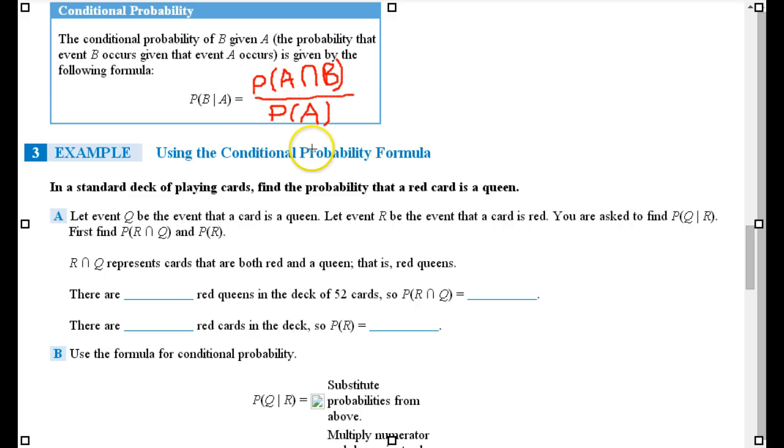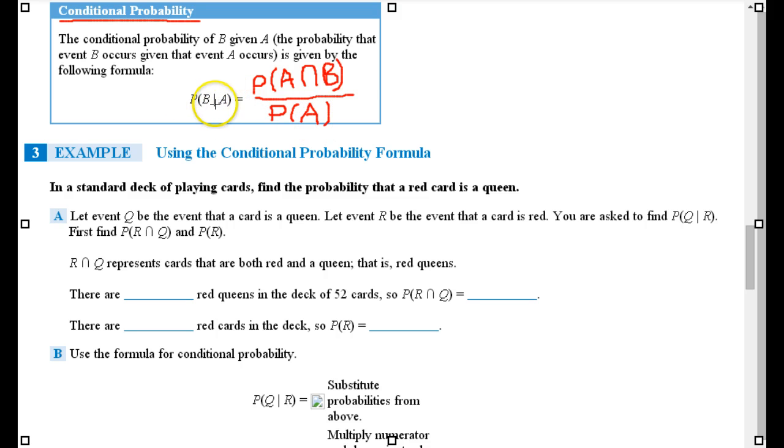So here we have the probability of B given A. This is very important here. This is the actual formula, and it's the rule that you need to know. The conditional probability of B given A, the probability that event B occurs given that event A occurs, is given by the following formula. The probability of the intersection of A and B, so where they overlap, just the overlapping part of those two sets, and that is divided by the probability of event A occurring. So the probability of the intersection over the probability of just A, and that's for considering that we're only dealing with A. This is B given A.